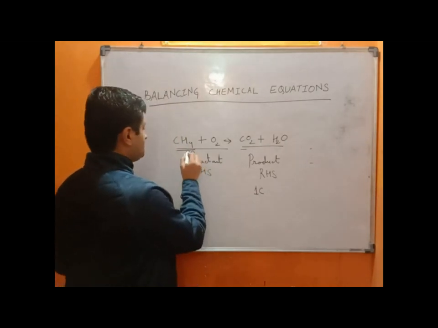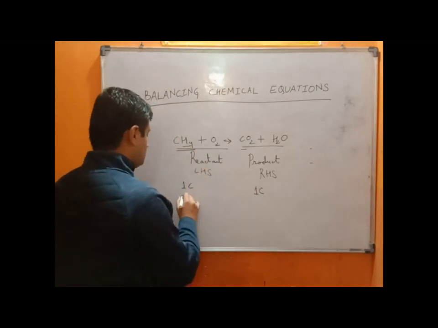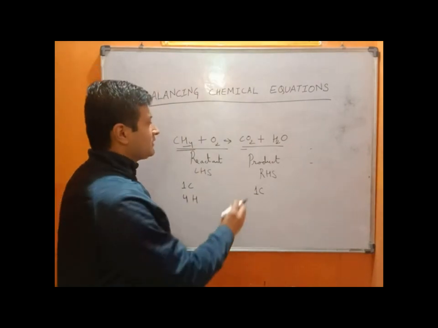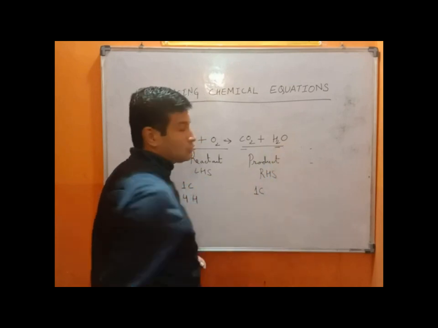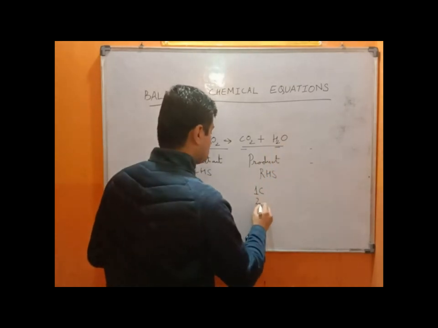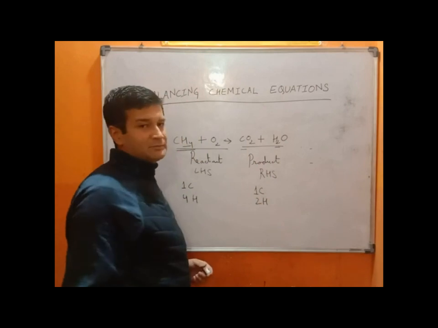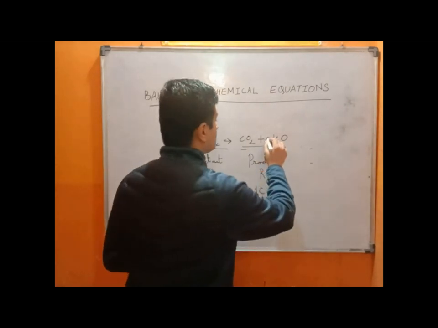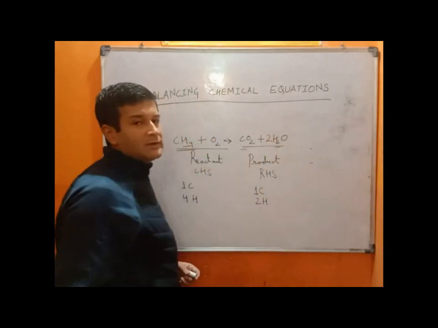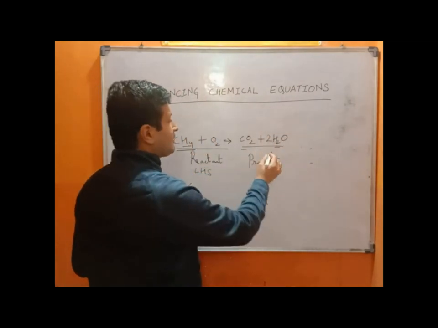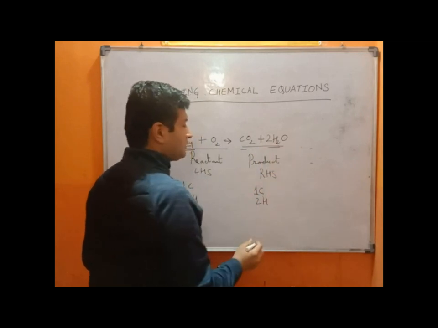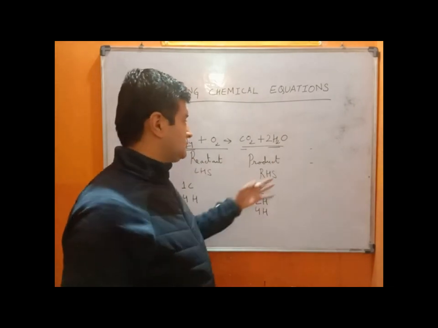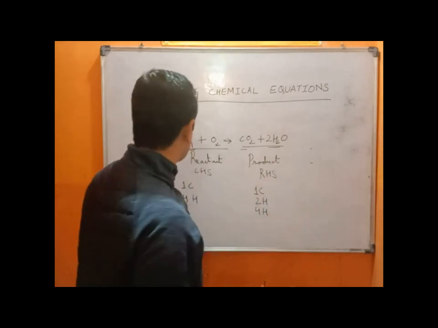Moving ahead, you have 4 hydrogen atoms. Over here you have only 2 hydrogen atoms. So in order to make them equal, we write 2 over here. So altogether you now have 4 hydrogen atoms on the product side as well.